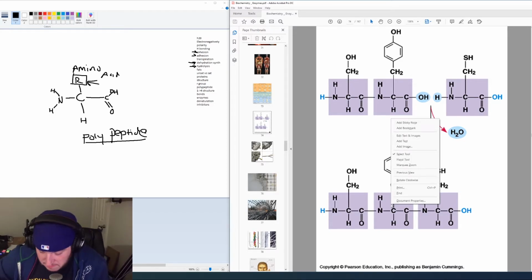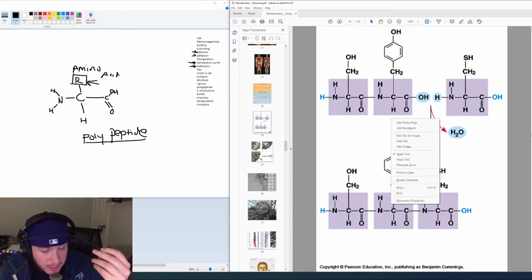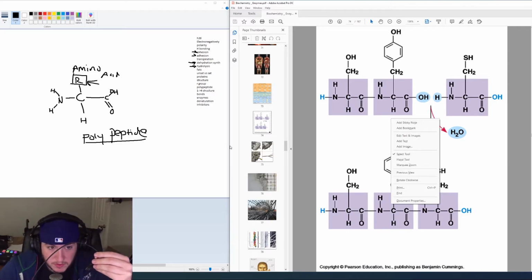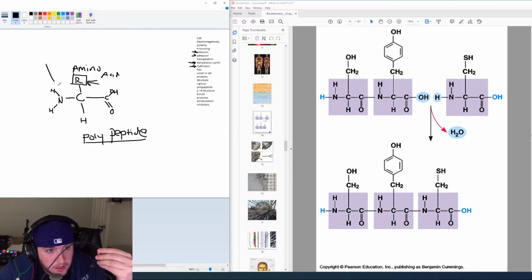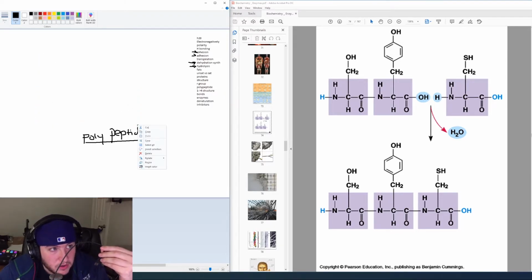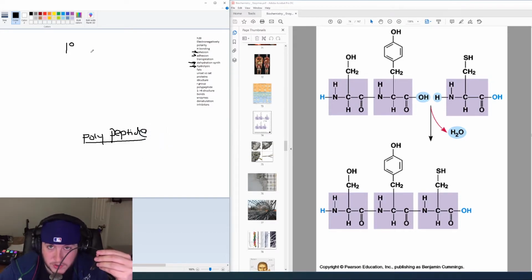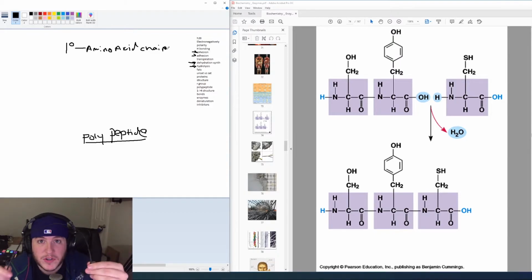So here's my makeshift example. Let's say I have this cord, and let's say this cord is my polypeptide chain. If you remember, this is what we call our primary structure. Your primary structure is just your amino acids in a chain. So this is my primary structure, my amino acid chain. Just kidding, this is a USB cable, but use your imagination.